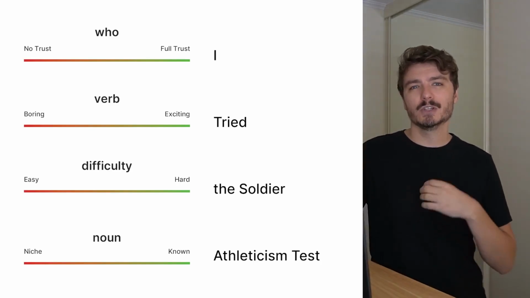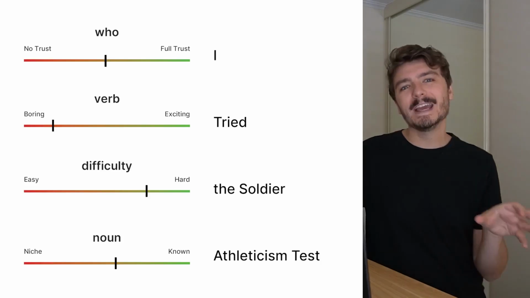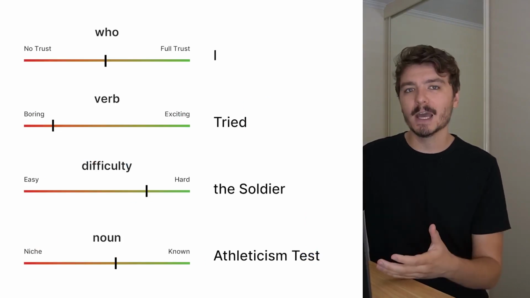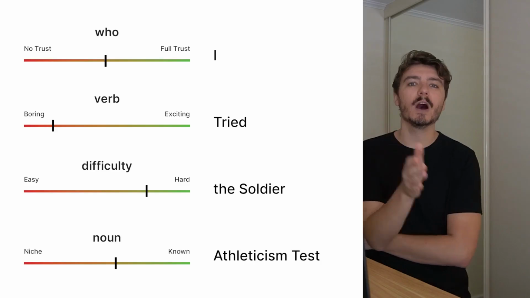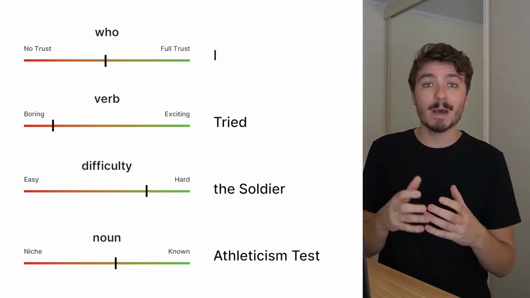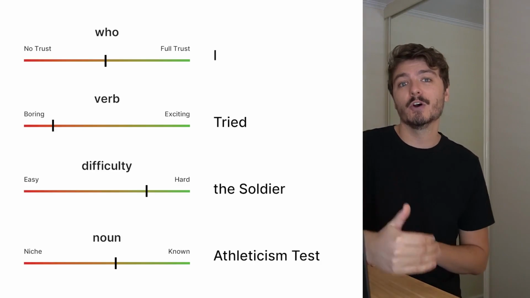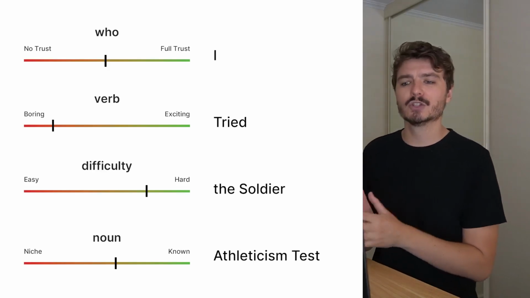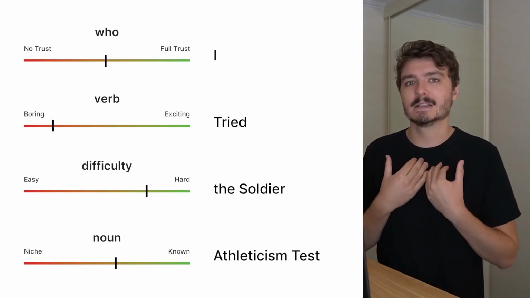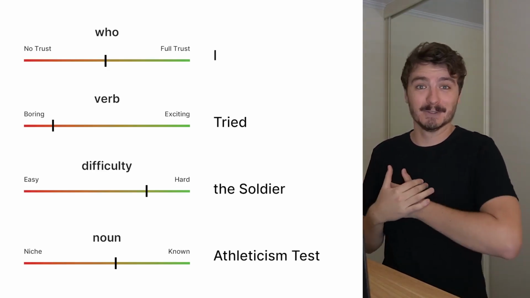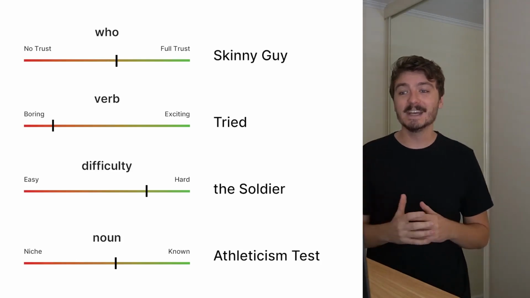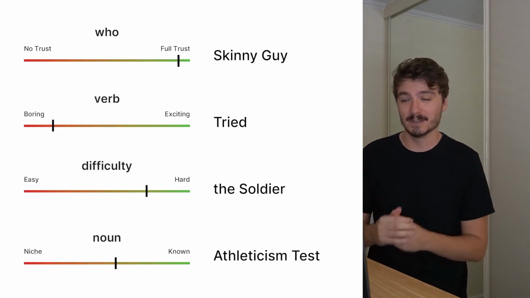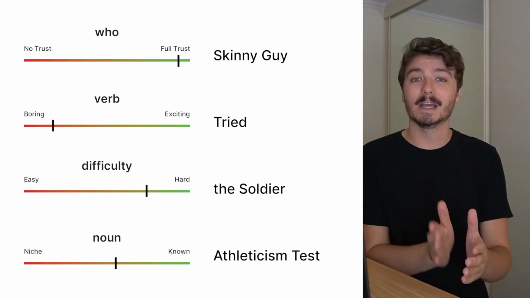Now what I recommend you do is just draw out on these scales here where each of these requirements sit on that scale. So how can we make I more trustworthy? Why are you the ideal person to tell this story? And remember, that's either because you are the perfect person to overcome this challenge or you are the worst person to try and overcome this challenge. So I tried the soldier athleticism test. So let's say that's the video that I want to make. Well, I don't have any muscles, as you can see. So maybe it's skinny guy tries the soldier athleticism test. I would be the worst person to try and do this because I can't do a single pull-up. So that would be more interesting to watch.